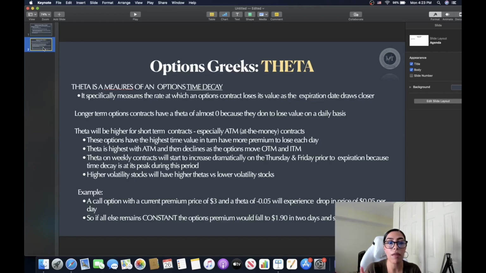Something you should know about Theta is that longer term contracts usually have a Theta near 0 because they are not going to lose value on a day-to-day basis. The further out the expiration you have, the lower your Theta is going to be, because that contract is not going to lose value on a day-to-day basis. Your Theta is going to be a lot lower for further out contracts versus contracts that are weekly or 2 weeks out.